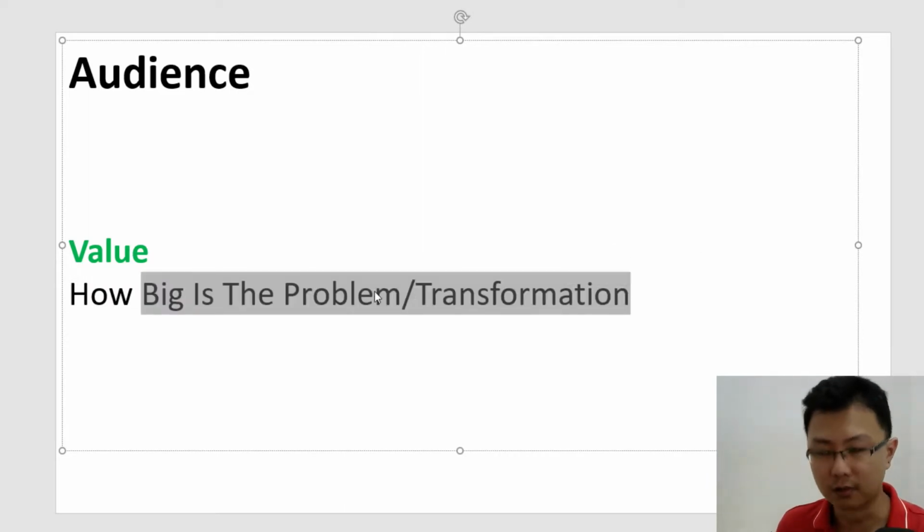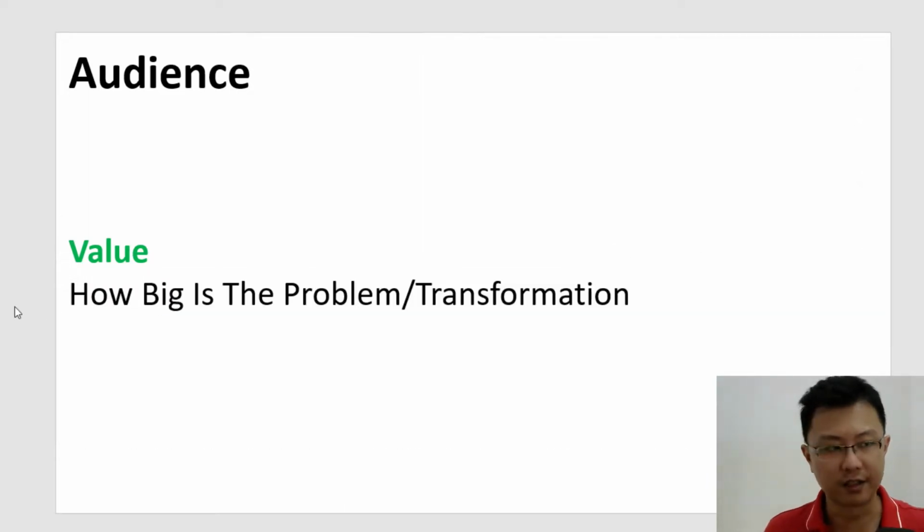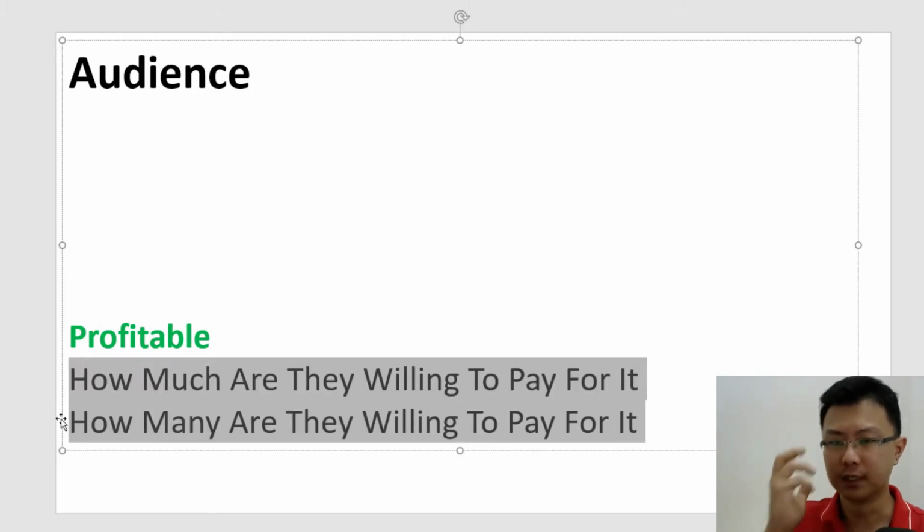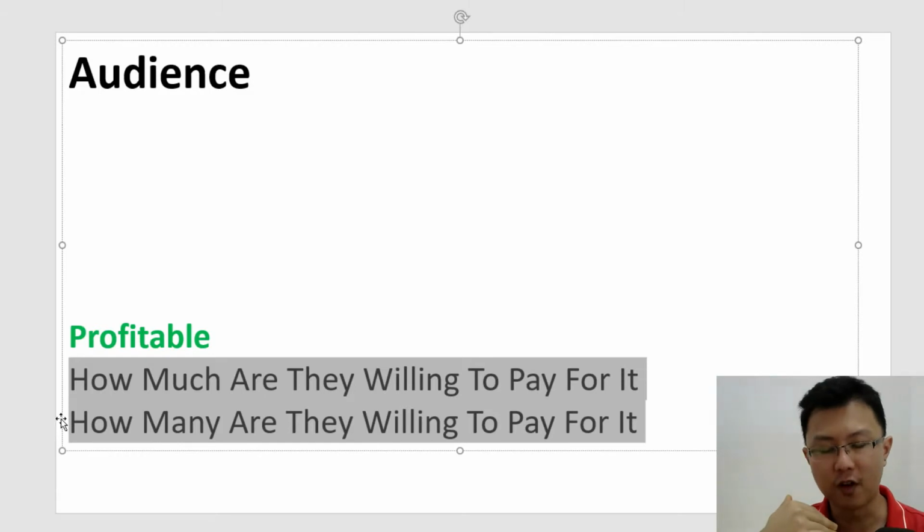Now, why is this important? Because if you are facing an audience who don't have a very big problem, or the transformation isn't very significant, it's going to be hard to charge them a good amount of money for it, and most of the time that's going to affect your margins, right? So you need to know that this group of audience have a specific problem. The problem is serious. The transformation is huge.